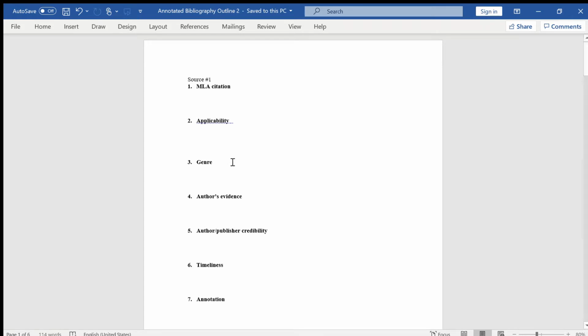Okay, so how are you going to use that source? How do you think you will use it? Sometimes if you're still going through your sources, you may not quite know how you're going to use it just yet, so you could skip this and come back to it. That's perfectly fine. Number 3, genre.